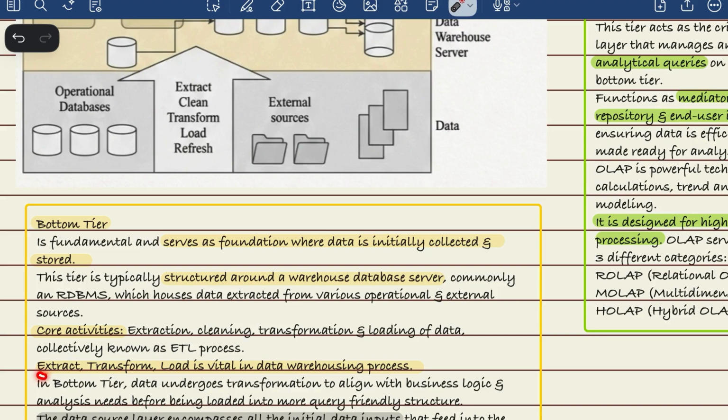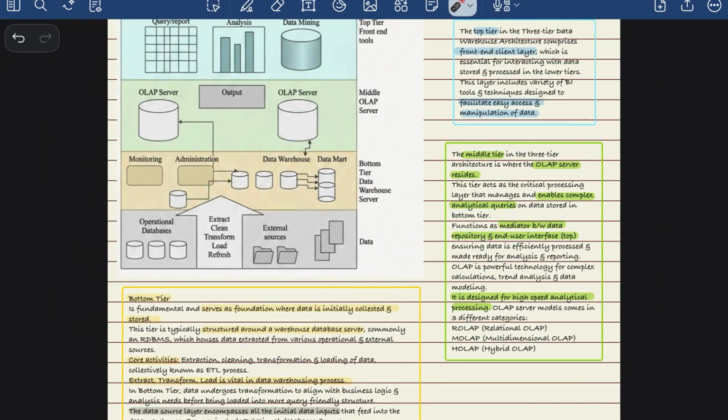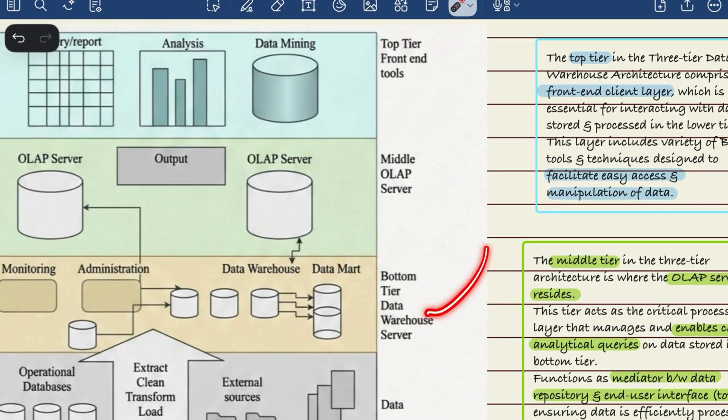So what is happening? The ETL process, the data laundry I told you about. We are extracting the data, we are cleaning it, we are transforming it, and we are loading it into the data warehouse server. Alright, so in the bottom tier the data undergoes transformation and it encompasses all the data inputs.